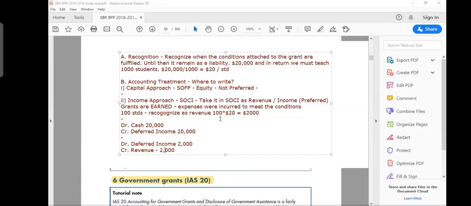Because when you were teaching these 100 students, you did spend some money on teacher salaries, rent and electricity, etc. Expenses are in the income statement, so revenue should be in the income statement. So this is the government grant, the general understanding of the concept. The income approach we will follow.